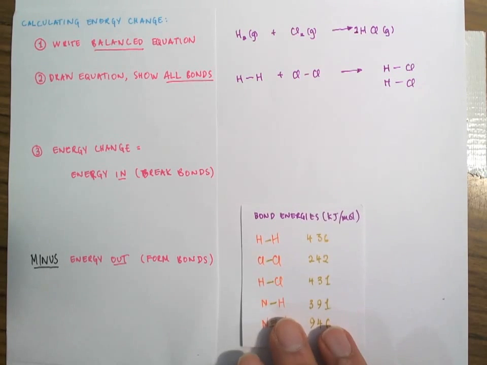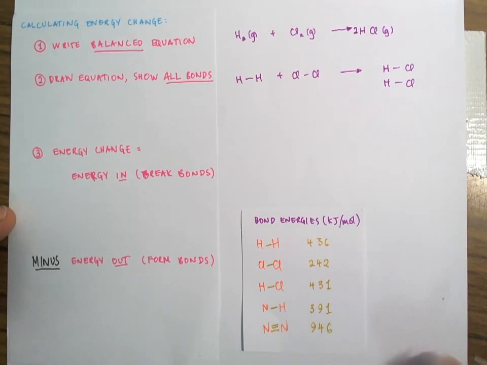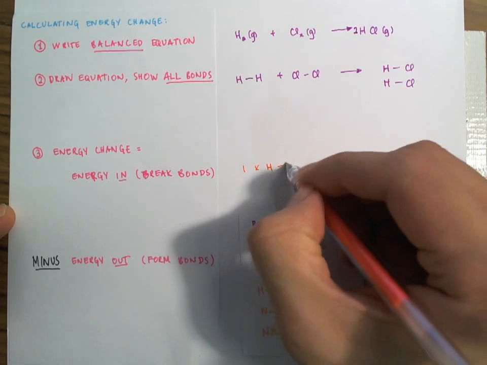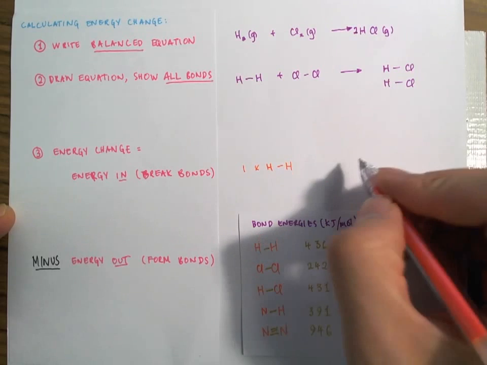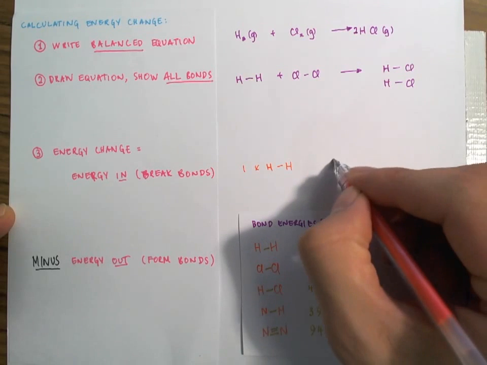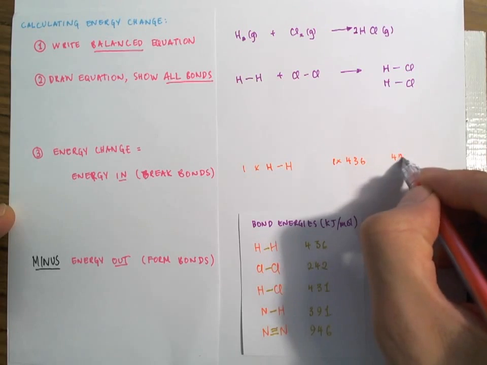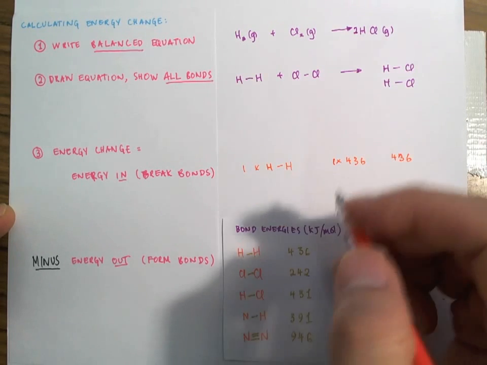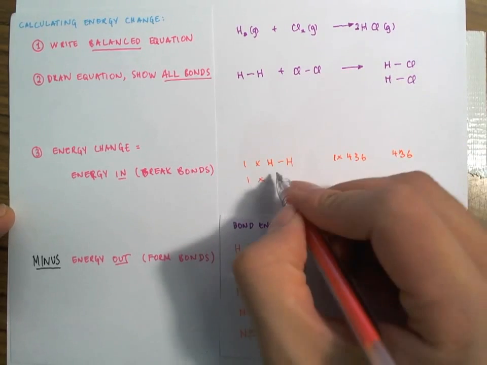I have 1 HH bond, so I will go ahead and do 1 HH bond, and how much energy is that? It's 436 kilojoules, so I'll just write 1 times 436 for each one, which results in 436 overall. And I have 1 Cl here.